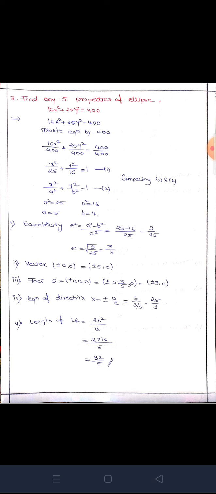First write the equation, compare it with the standard form, and then find the values of a square and b square. Then from that get the values of a and b. After that find the eccentricity. Then you can write the formula and simplify. This completes your first chapter. Okay, thank you.